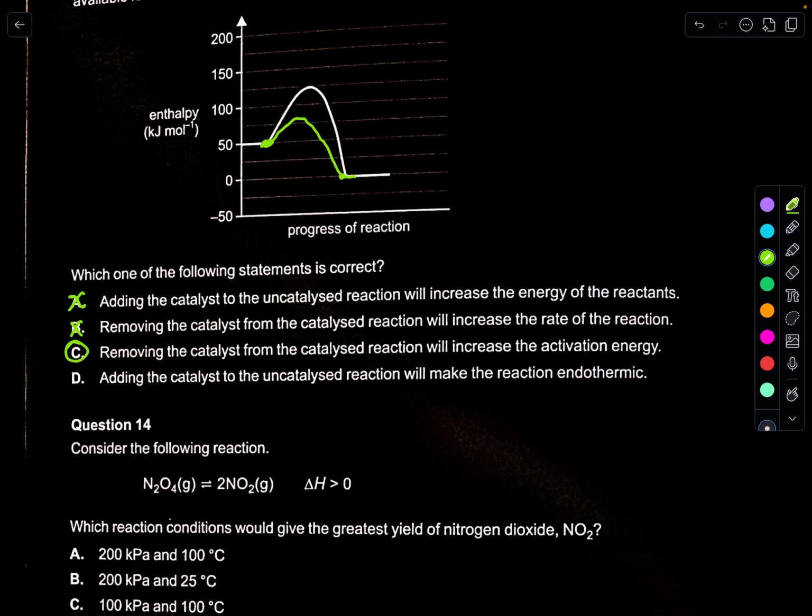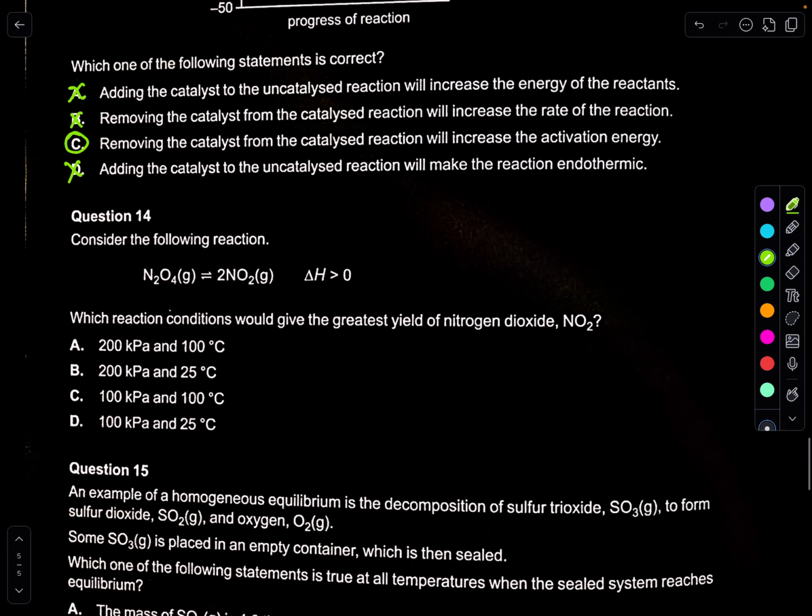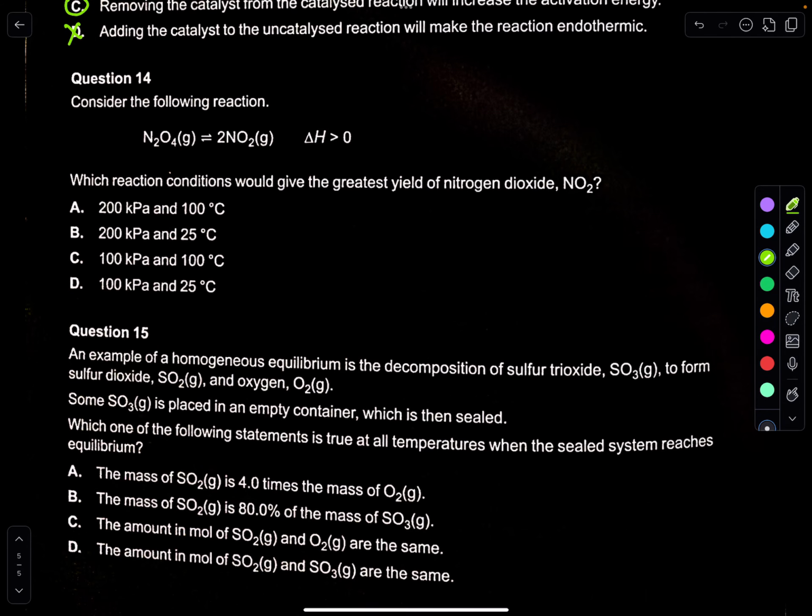What about D? Adding the catalyst to an uncatalyzed reaction will make the reaction endothermic. No, nothing to do with that. You can still see it's exothermic, so rubbish. So what is it? 13C. Done. Question 14. Consider the following reaction.